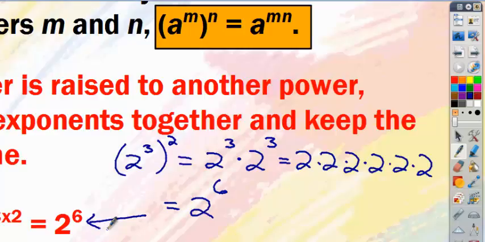So this is really what's going on with powers. So instead of writing it out like this all the time, we just use the property and go, oh, 3 times 2 is 6. Done. Everybody okay with that? Yes, no, maybe?